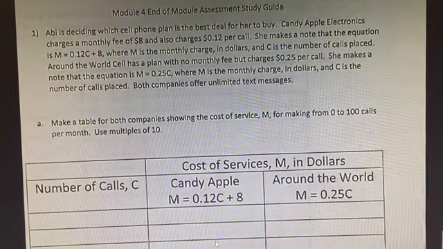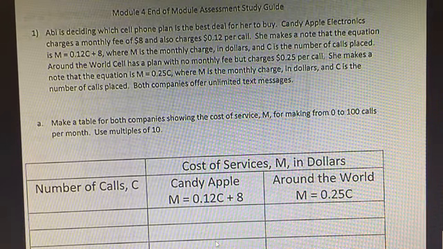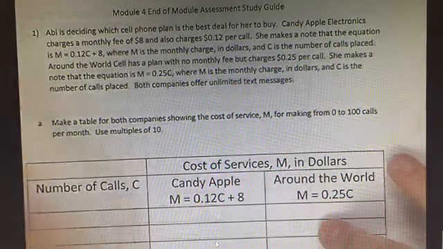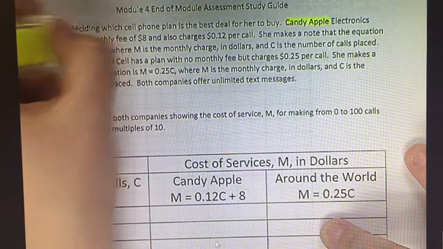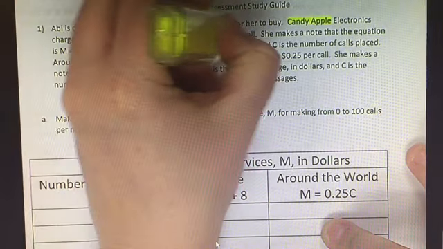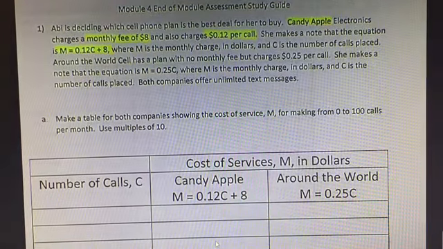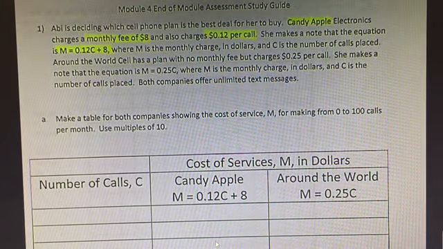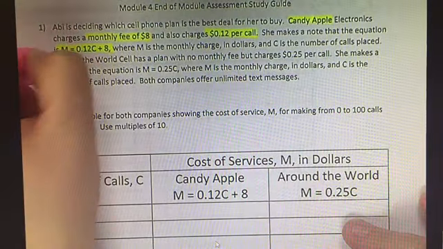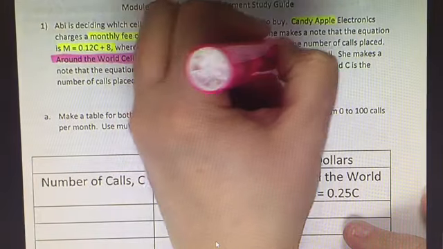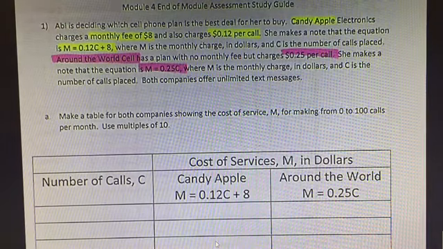So the first task we're going to do is go through and highlight all the pieces that go together. All right, so we have Candy Apple is an $8 monthly fee, 12 cents per call. So its equation is M equals 1200 C plus 8. And then we have Around the World Cell. It's 25 cents per call, so its equation is 2500 C.